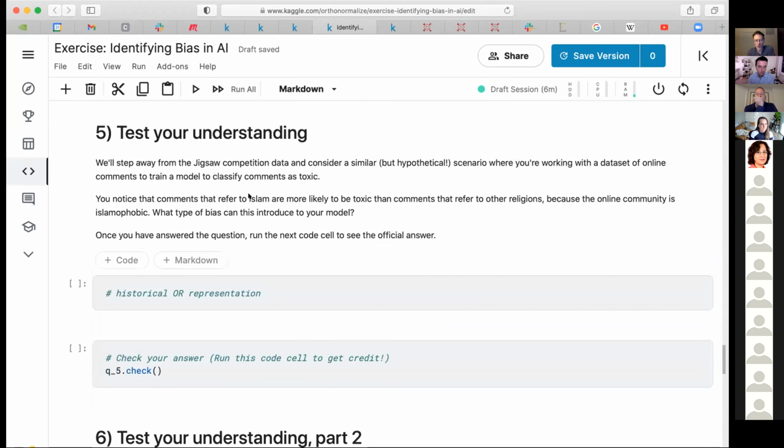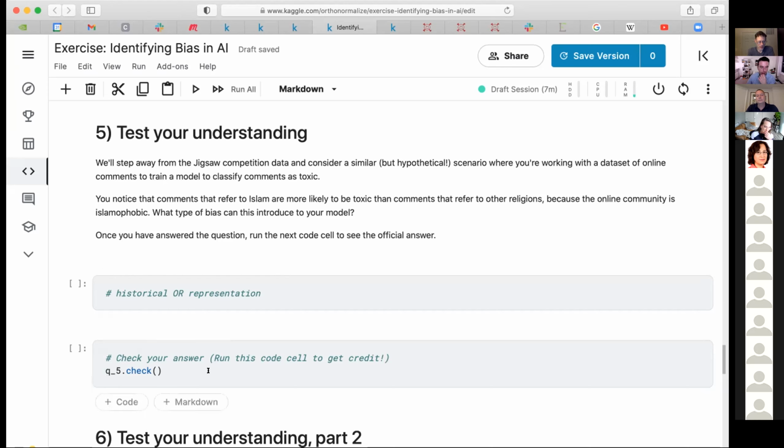So then we're going to step away from the Jigsaw competition data and look at a data set of online comments. Comments referring to Islam are more likely to be called toxic than comments referring to other religions, and I guess they're speculating here that this is because that online community is Islamophobic. I don't know if that's a statement on the global online community writ large, or if that's just this data set. I'm not sure what that refers to. But in any case, they want you to classify which type of bias that can introduce to your model.